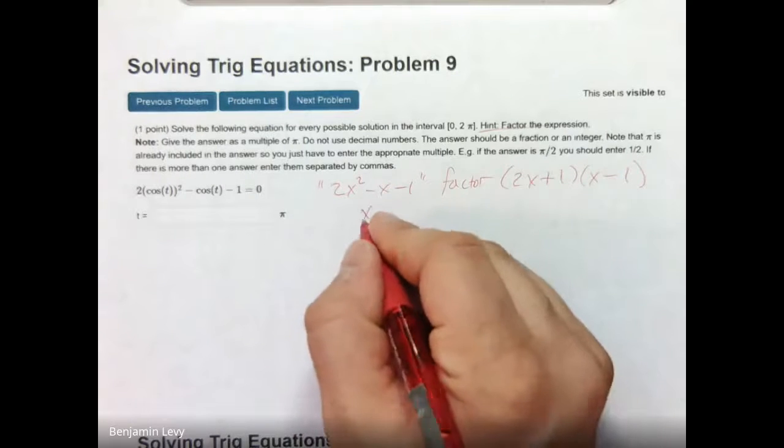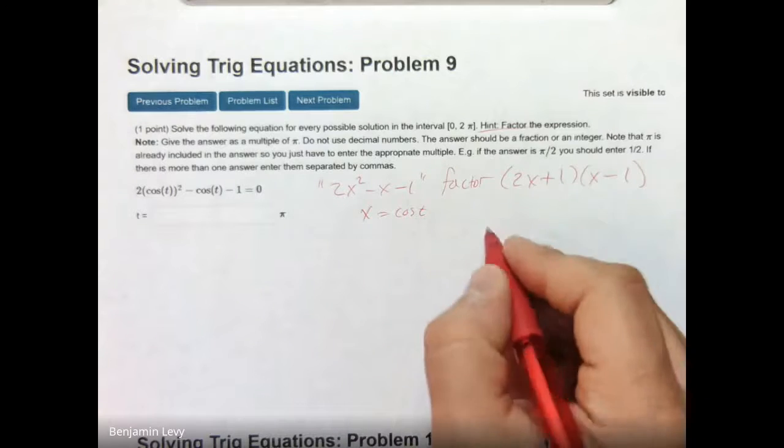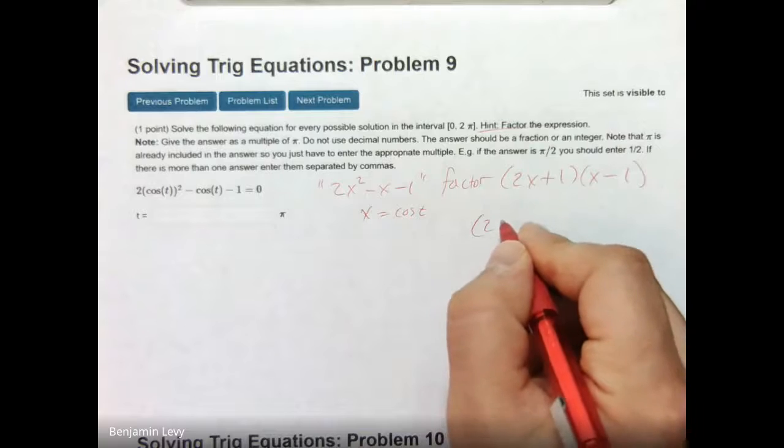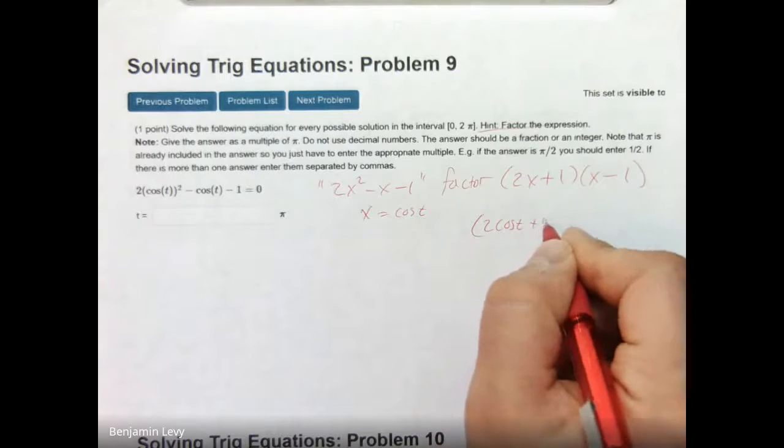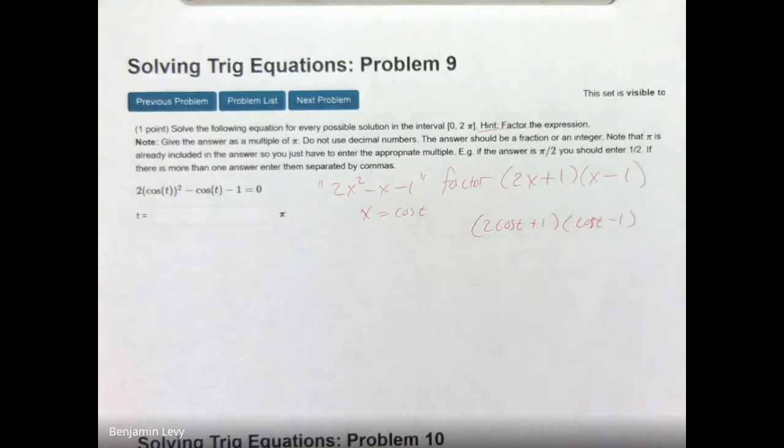But our x in this case is cosine of t. And so when we factor ours, it's going to factor into 2 cosine t plus 1 times cosine t minus 1. It equals 0, too, I forgot. So that's usually one of the trickier parts. And so let me just pause there and see if people are following so far. Because once you understand how these problems work and you understand how to solve equations, usually getting to this step is the hard part. So let me see if that makes sense.